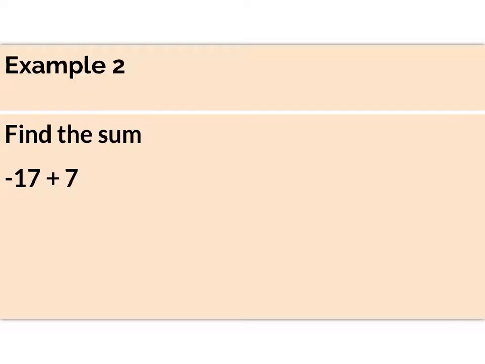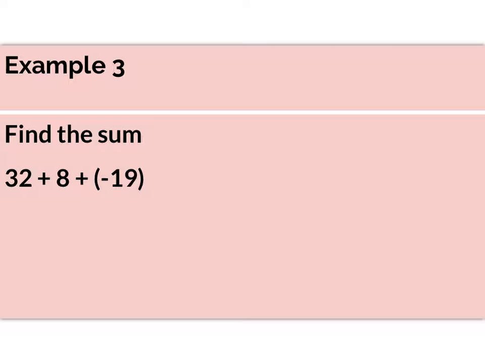Example 2. Two different signs here. One negative, one positive. Same signs add, different signs subtract. So we know that 17 minus 7 is 10, but you take the sign of the larger number, the larger absolute value. Even though -17 is smaller in real life, the absolute value of 17 is bigger than the absolute value of 7. So 17 is a bigger number. It was positive.